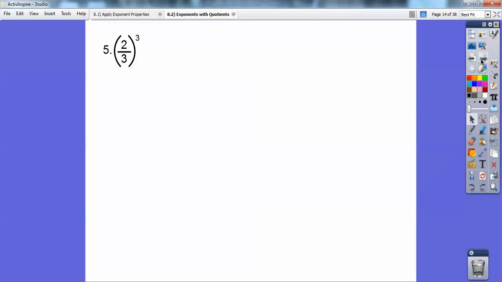Let's try this one. When you have a fraction being raised to an exponent, then you just raise the numerator to the exponent and the denominator to the exponent. This one's small enough, I can go ahead and do this. 2 times 2 times 2 is 8, and 3 times 3 times 3 is 27. When you can do that, go ahead and multiply it out. 8/27 is the answer.